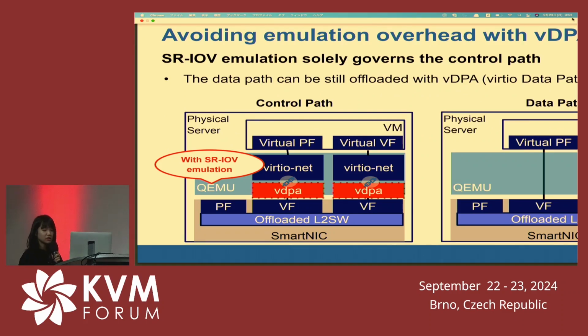Although it is called emulation, it is possible to reduce overhead by using a vDPA device as a backend. vDPA is a technology that emulates the control plane while offloading only the data plane. By combining this with the SR-IOV emulation, it is possible to reduce the overhead of container networks.